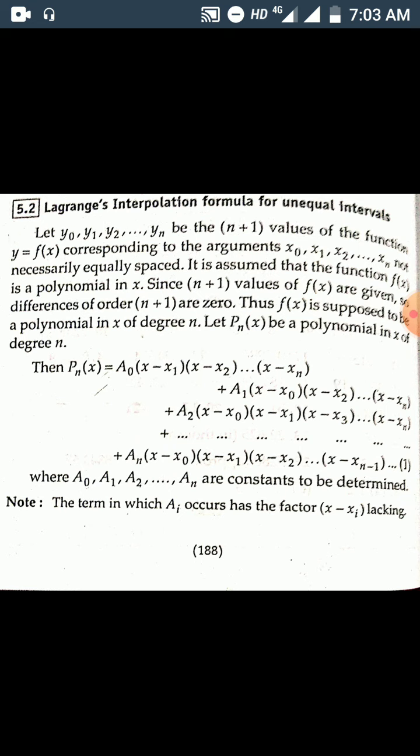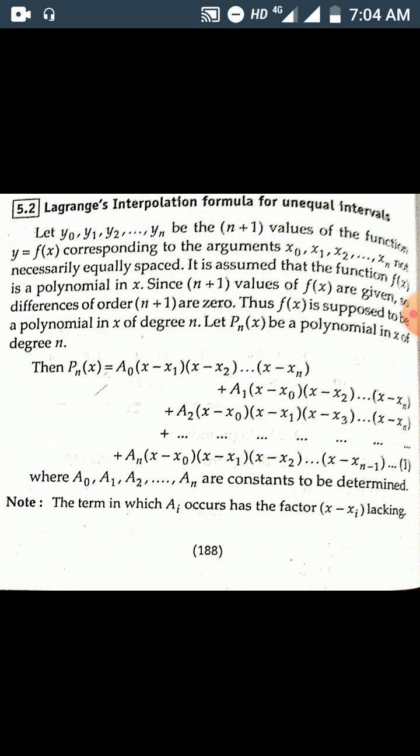Let y0, y1, y2, ..., yn be the n plus 1 values of the function y equal to f(x), corresponding to the arguments x0, x1, x2, up to xn, not necessarily equally spaced. It is assumed that the function f(x) is a polynomial in x. Since n plus 1 values of f(x) are given, differences of order n plus 1 are 0 by the fundamental theorem of differential calculus. Thus, f(x) is supposed to be a polynomial of degree n in x.